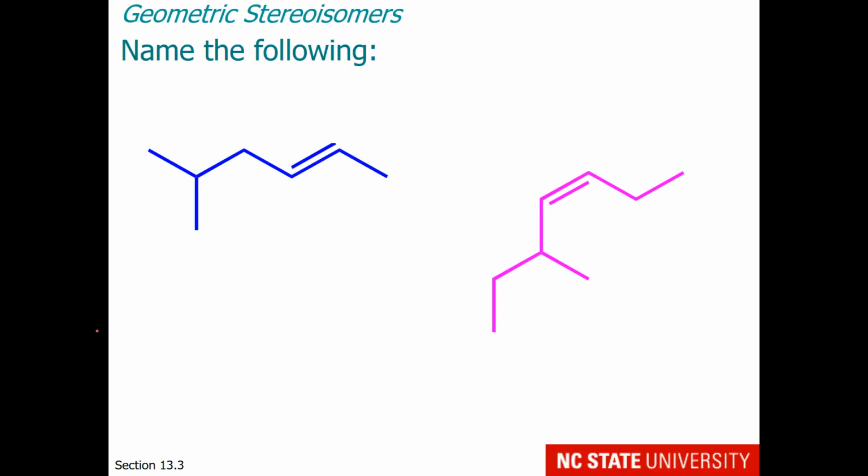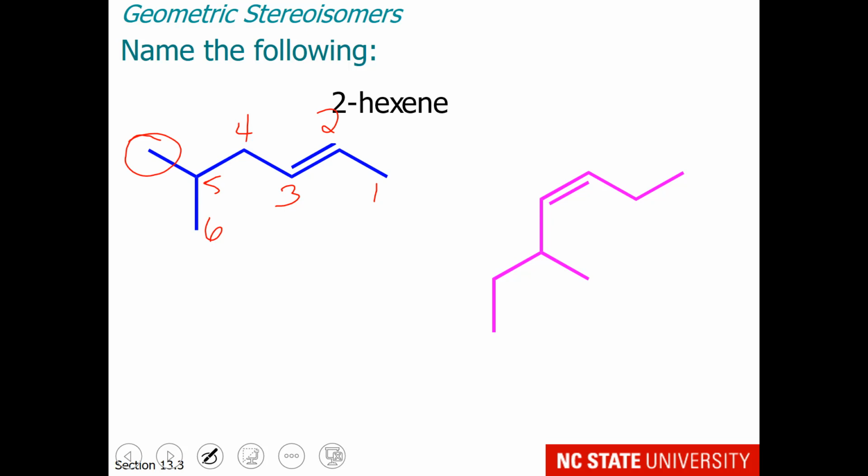So let's try a little bit more naming. We'll start with the one on the left. I'm going to number the carbons closest to the end with the double bond. And it doesn't matter if I put the 6th carbon as the one down or the one to the side. I still get 6 carbons. So this leaves me with hex. It's got a double bond, so the ending is an -ene. The double bond starts on the 2nd carbon. On the 5th carbon, we have a group of 1 carbon, so that's a methyl group, giving us 5-methyl.